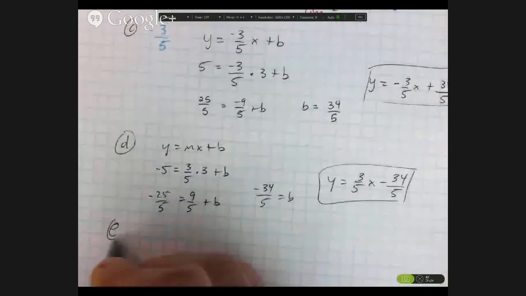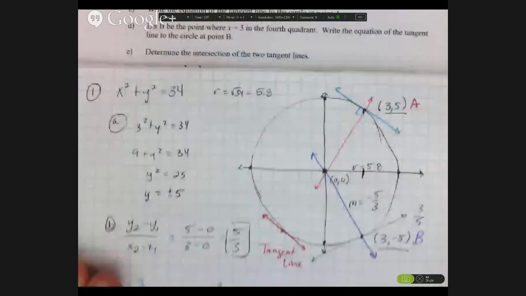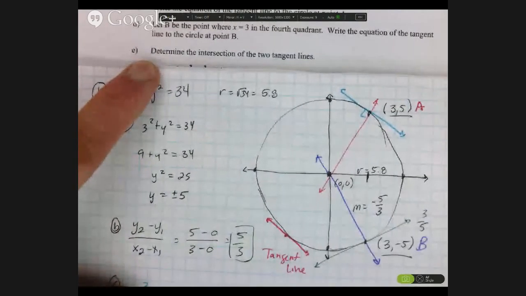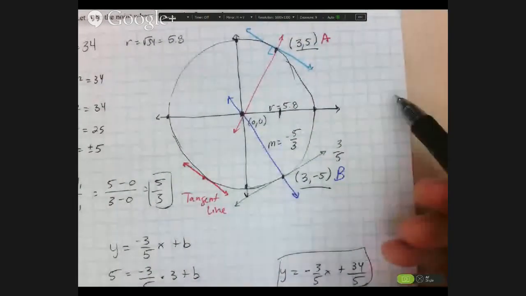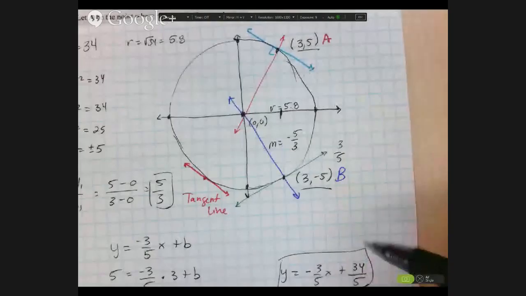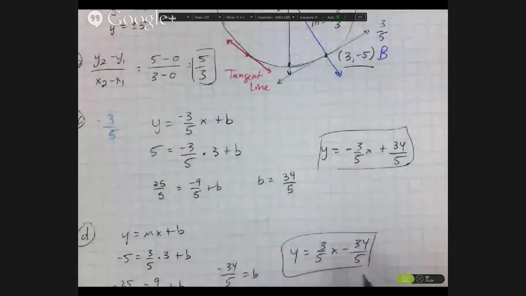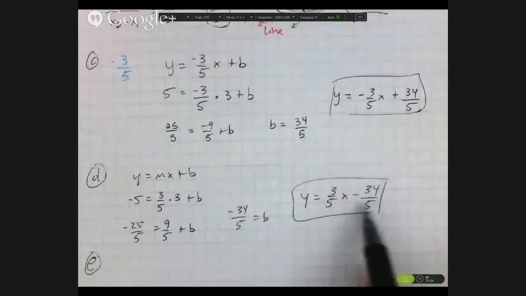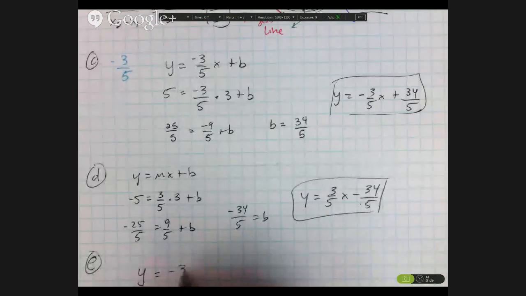The last question, determine the intersection of the two tangent lines. This is E. So graphically, you can see they're going to come together at some point out here. You can extend those, but it's not going to be an exact answer. So if we use these two, we can do it algebraically with a system of equations.